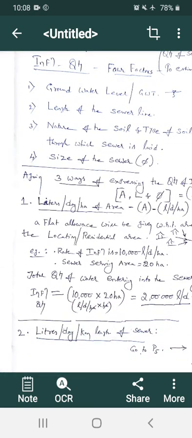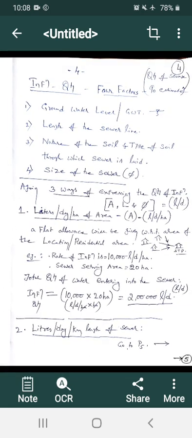Now, how to determine this A? This is a question mark because in the design they are going to ask all these things. Please remember how to determine infiltration, how to determine exfiltration, and how to design the diameter of the sewer line. Both are very, very important. Liters per day is a short form. A flat allowance will be given with respect to the area of the location, such as a residential area. These are the houses, and from here the wastewater enters the sewage treatment plant, STP.